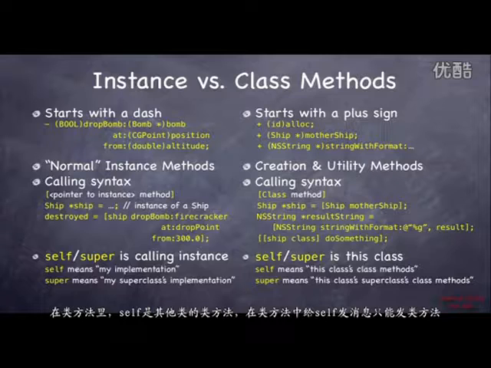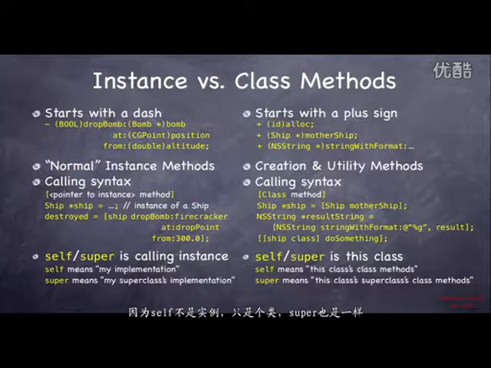In a class method, self means other class methods. So when you send a message to self inside a class method, you can only send class methods. There's no instance. Self is not an instance. It's just the class. And super, same thing. You're sending a class method, but starting with your superclass's implementation.